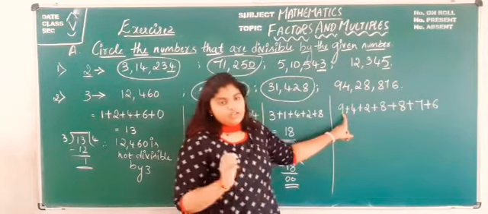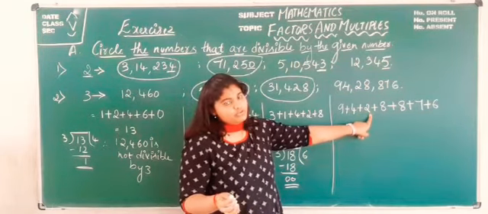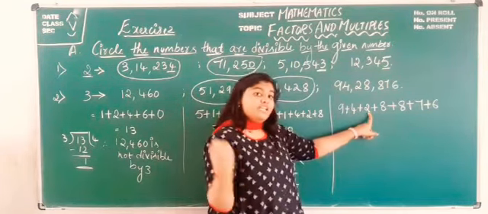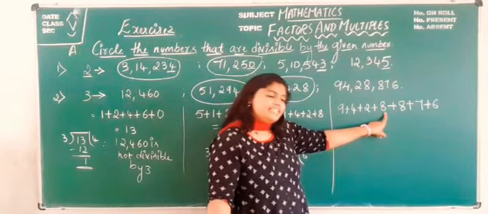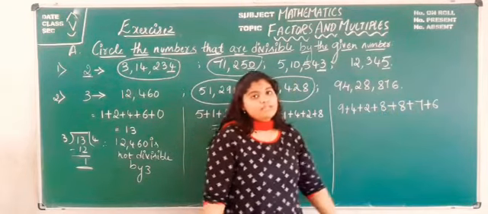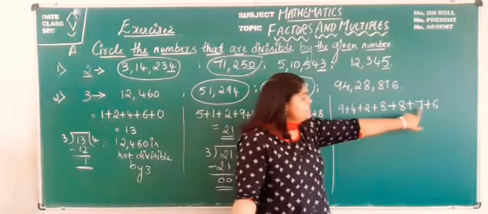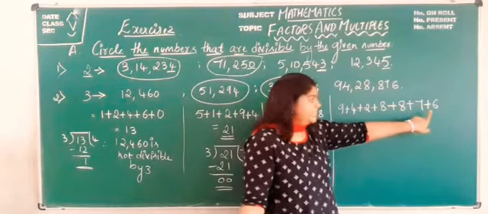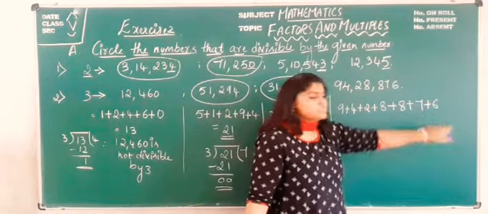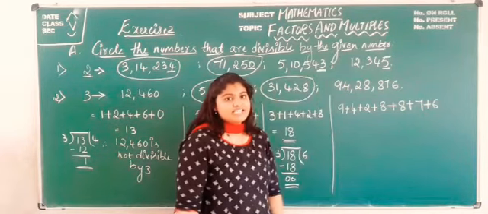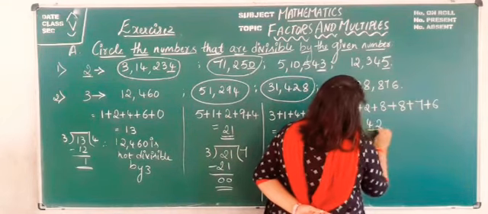Starting from 9, what is 9 plus 4? 13. What is 13 plus 2? 15. What is 15 plus 8? 23. What is 23 plus 8? 31. What is 31 plus 7? 38. What is 38 plus 6? Yes, 38 plus 6 is 42. So, we got the sum, that is 42.